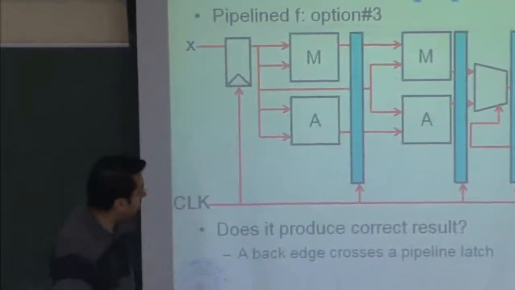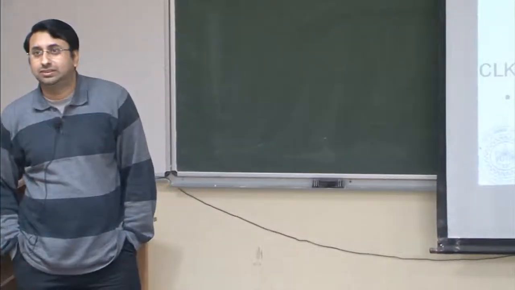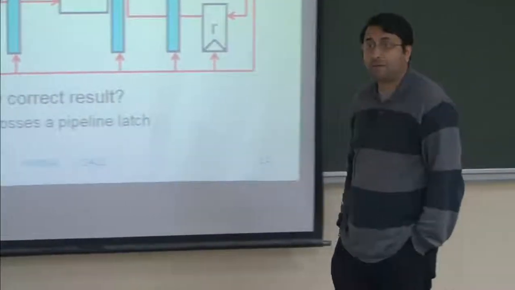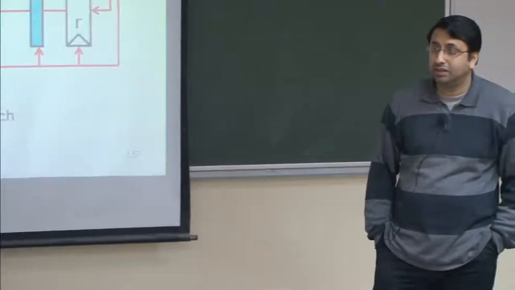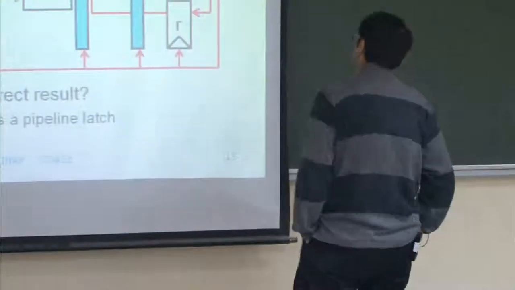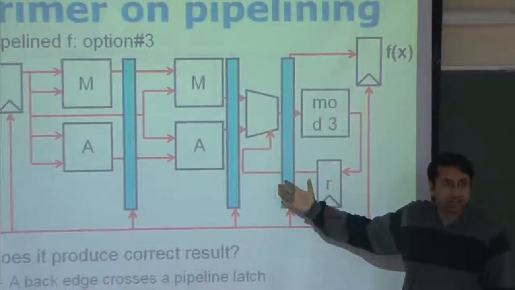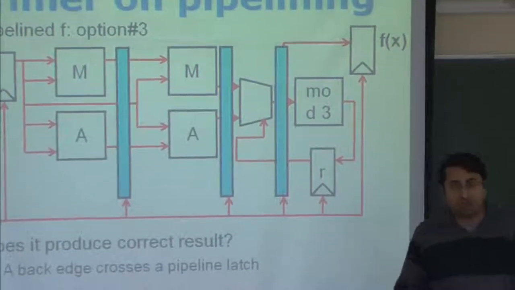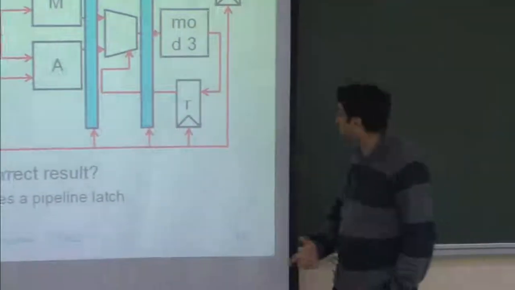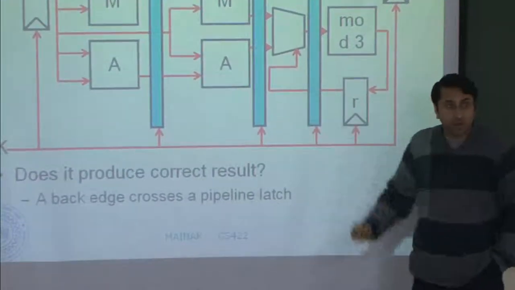So he says, can we bypass R in this case? How many of you think you can? No? Why? Exactly. It's not even computed here. There's no point in bypassing. Bypassing comes into picture only if the value has been computed. In this case, it's computed after this particular stage. So this value of R is required in the next cycle.